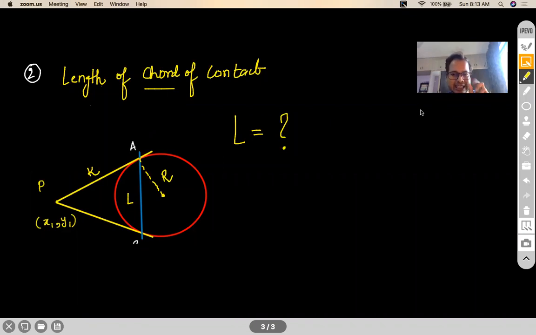Use some ingredients of trigonometry also. Why not? You definitely know the length of the tangent, my dear Aditya: under root S1. You know the circle equation, you know the point, so S1 can be found out. Under root S1 is the length of the tangent, so assuming that is K, K is actually under root of S1. You all know this.